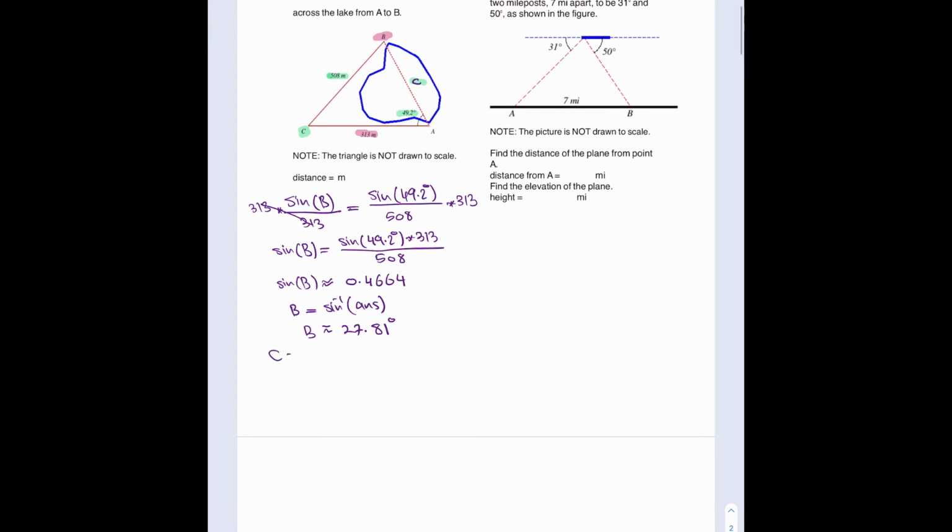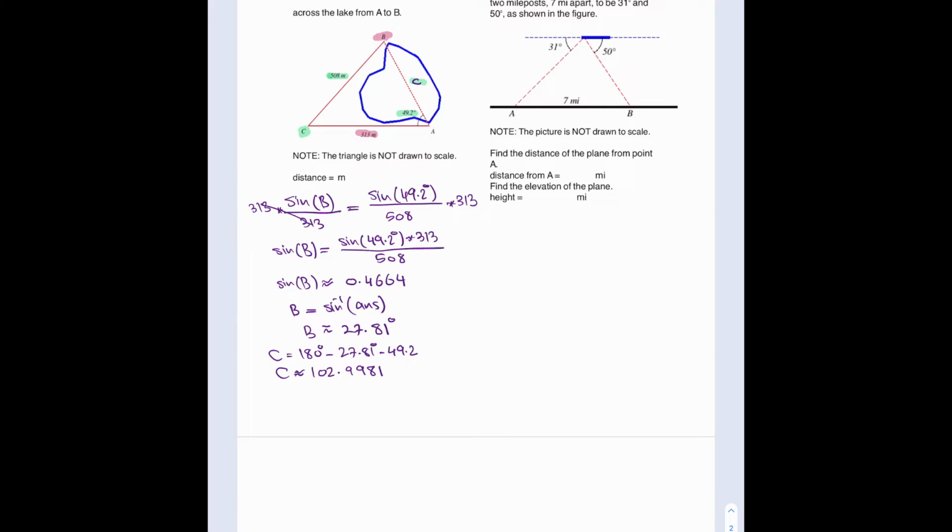Angle C is going to be 180 degrees minus 27.81 minus 49.2. So I'm going to say 180 degrees minus my answer, minus 49.2. And I will get C is equal to approximately 102.9981. I rounded here to 4 decimal places.